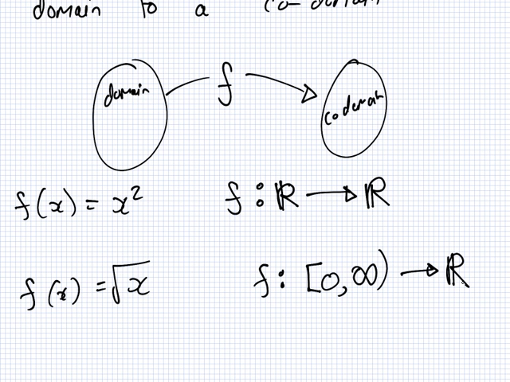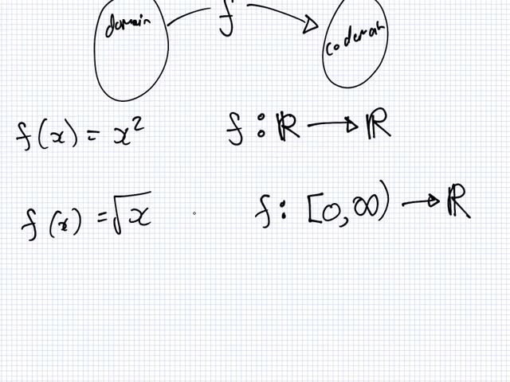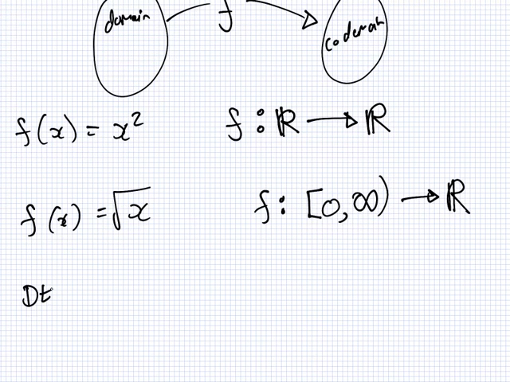But does it give me every real number? No, it only gives me what real numbers? Positive numbers. Stop saying integers, there's nothing to do with integers in this. So we need a concept for what we get back from the function. So this is our first definition.